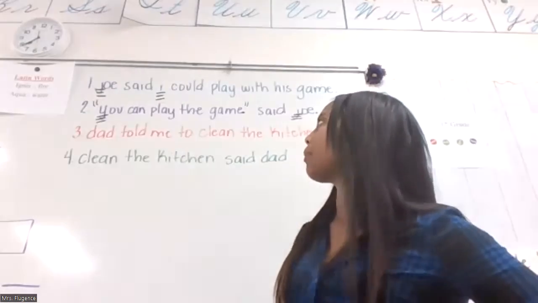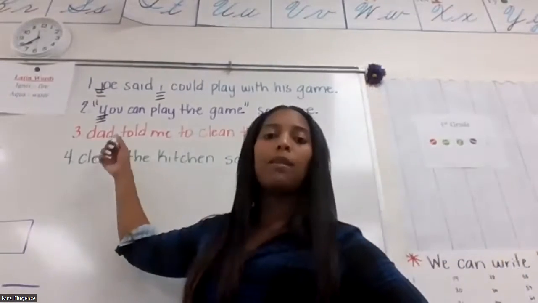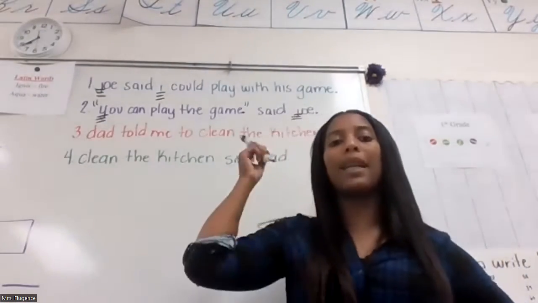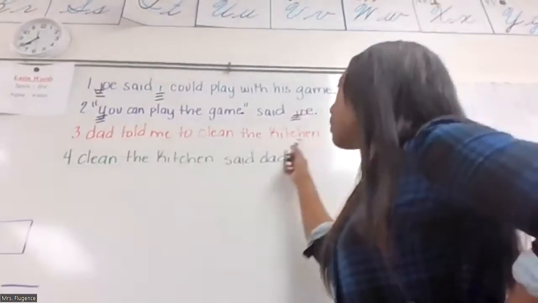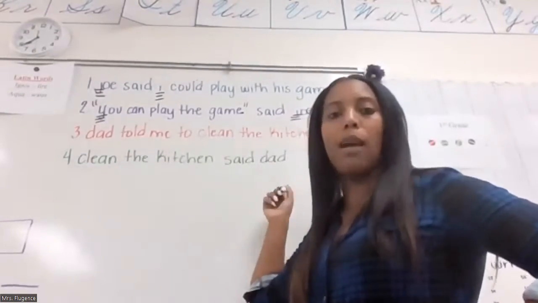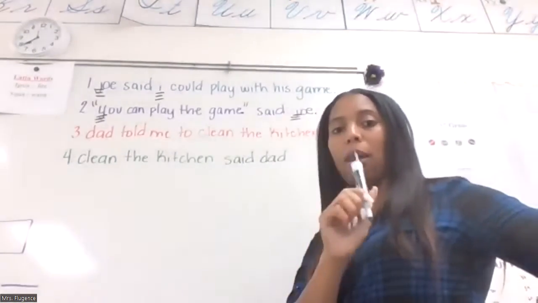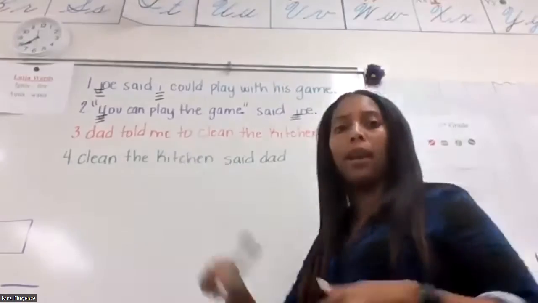Oh, okay, good. Okay, so you can go ahead and do three and four. They're the same thing as number one and two. So number three is a certain type, and then number four is a certain type. So you have to read them and figure out which one it is. So you can do three and four.